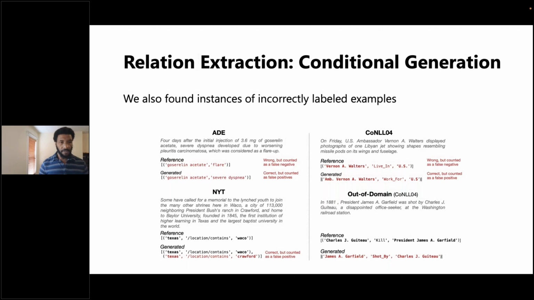In the bottom right example, we can see that the reference is that Charles Guiteau killed the President James A. Garfield, but the model generates "shot by." And if you look at the input, that's actually what the text mentions. It says that James A. Garfield was shot by Charles J. Guiteau. And so these are some of the complications that we found in trying to tackle this problem using the generative model.